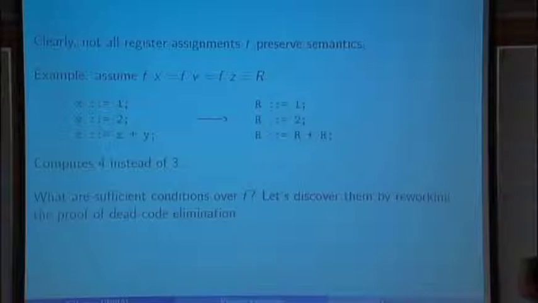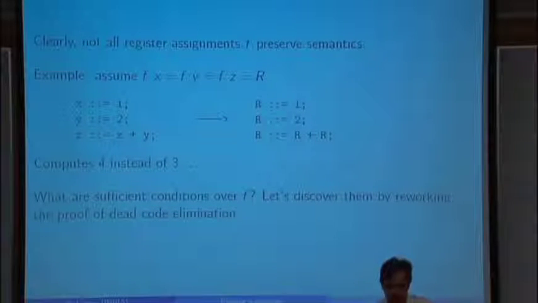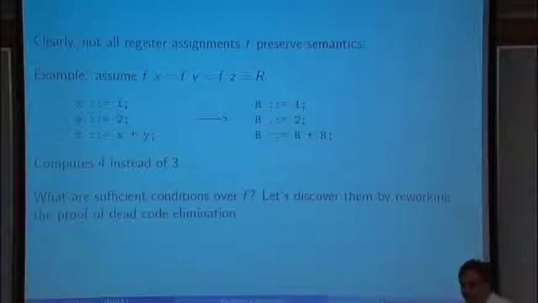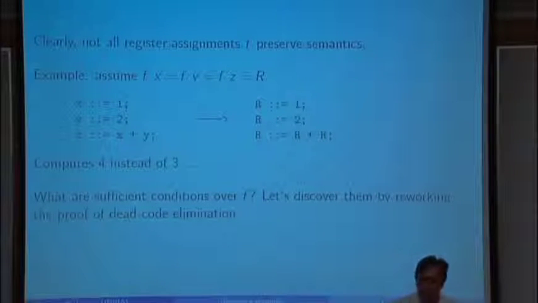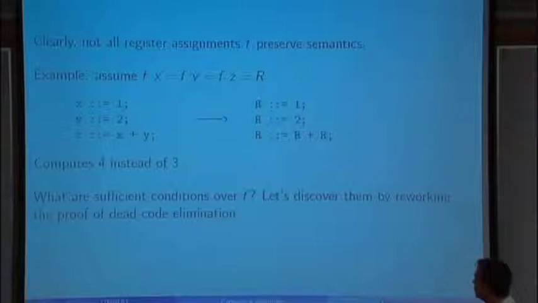And so we have to find sufficient conditions over F. And we can actually discover them just by reworking the proof of semantic preservation that we did for that code elimination. Okay, so that's kind of backward. We are starting with the proof and trying to find what we need to know about F for that proof to go through.